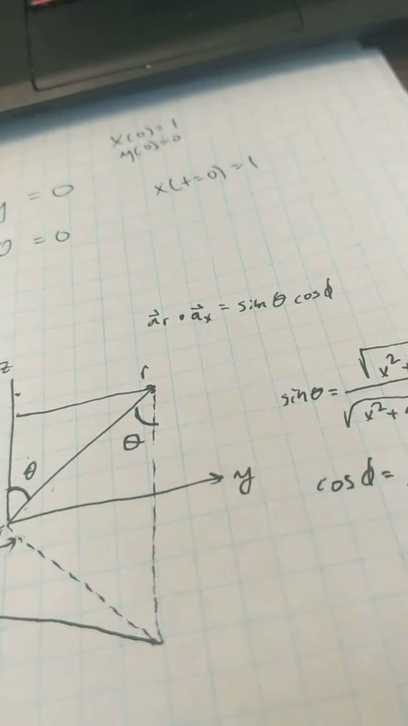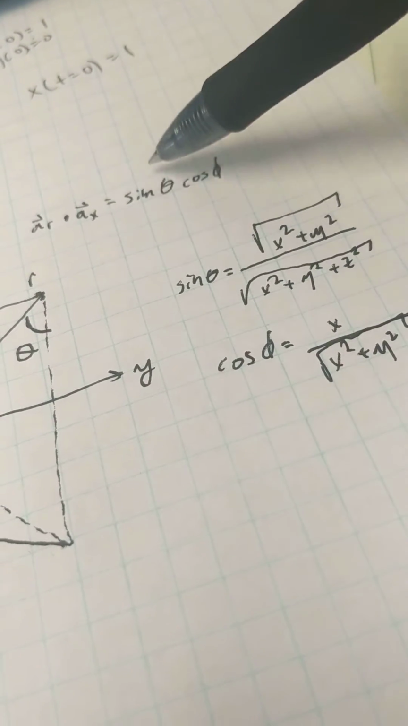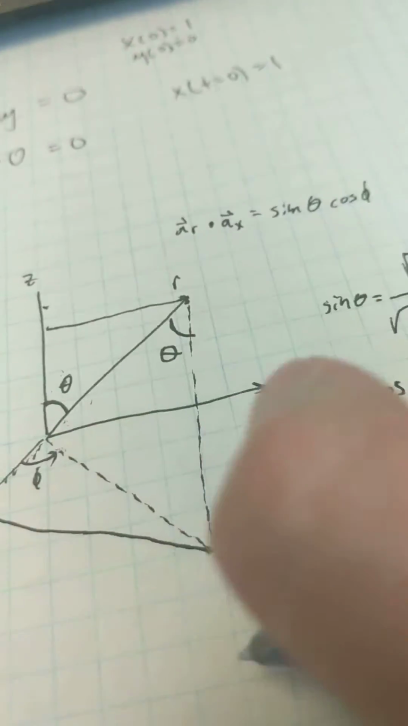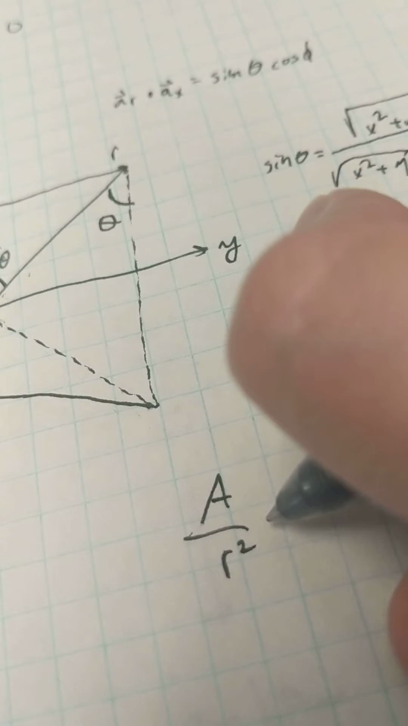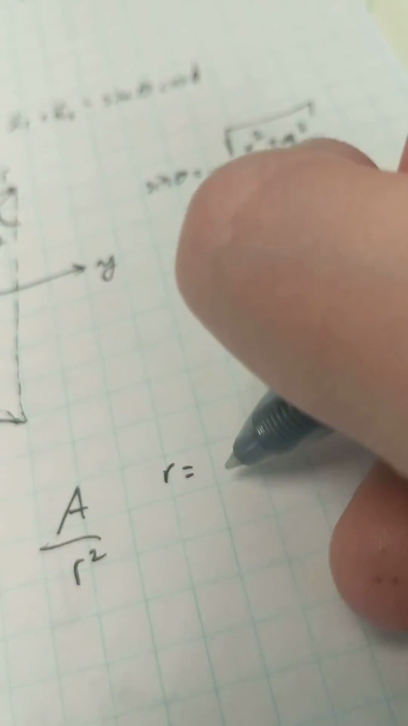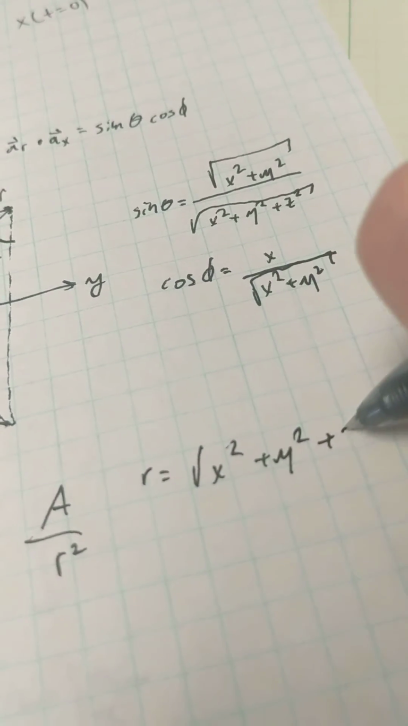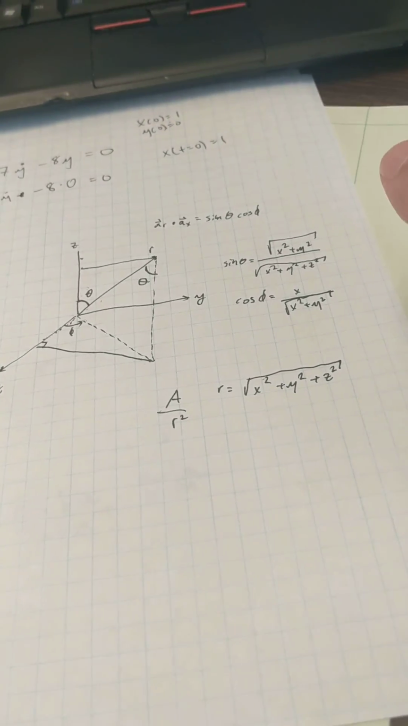Alright, in the original problem, we just substitute in these definitions for sine theta and cosine of phi, and then we have this expression as well, which was a over r squared, and we'll just also substitute in that r is equal to x squared plus y squared plus z squared. So this is just an example of how specifically you do that.